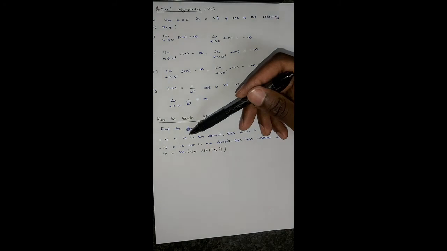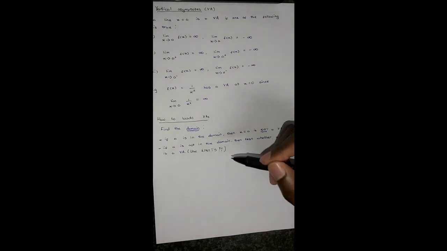So first of all, you find the domain. Make sure you find the domain of your function. Please make sure you do that. And if that point a is in the domain, then automatically x is equal to a cannot be a vertical asymptote. But if a is not in the domain, then you can go back and test using limits to see if x is equal to a is a vertical asymptote. So please make sure that you always use limits to test for vertical asymptotes. And that will be all on the theory of 2.2.